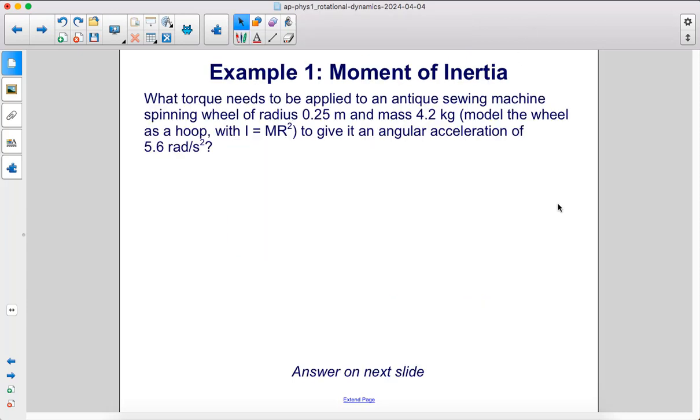What torque needs to be applied to an antique sewing machine spinning wheel of radius 0.25 meters and mass 4.2 kilograms, modeling the wheel as a hoop with its moment of inertia equal to mr squared, to give it an angular acceleration of 5.6 radians per second squared?